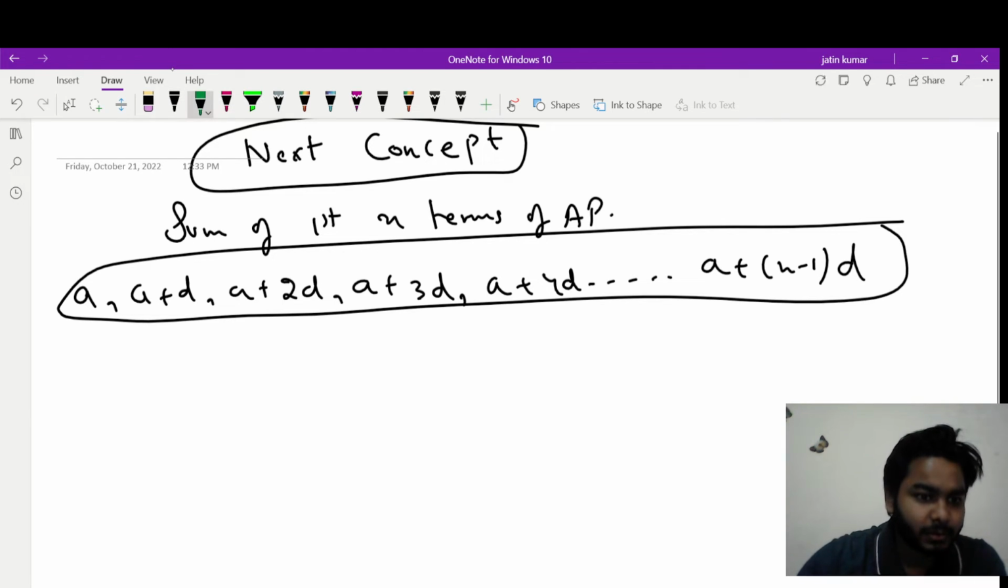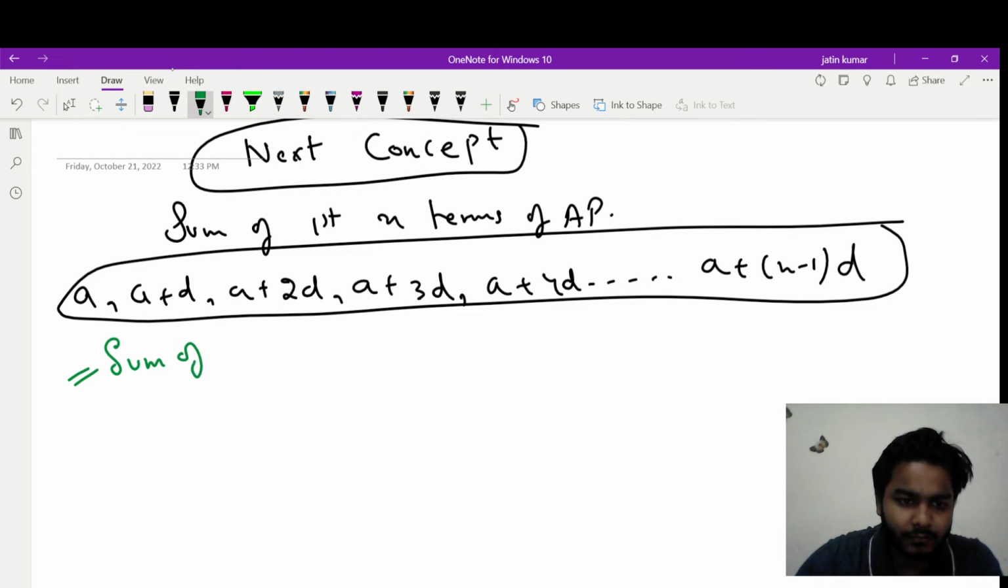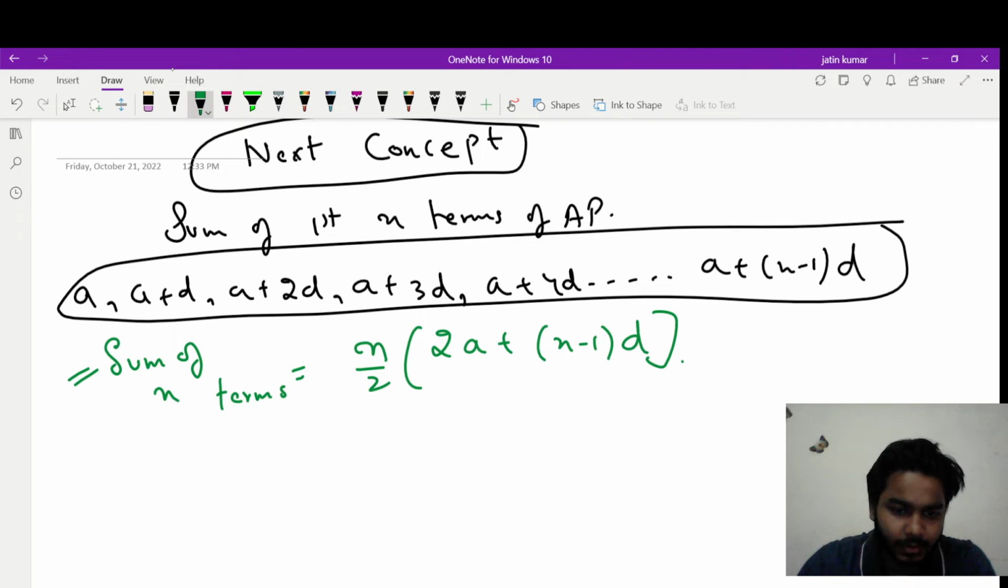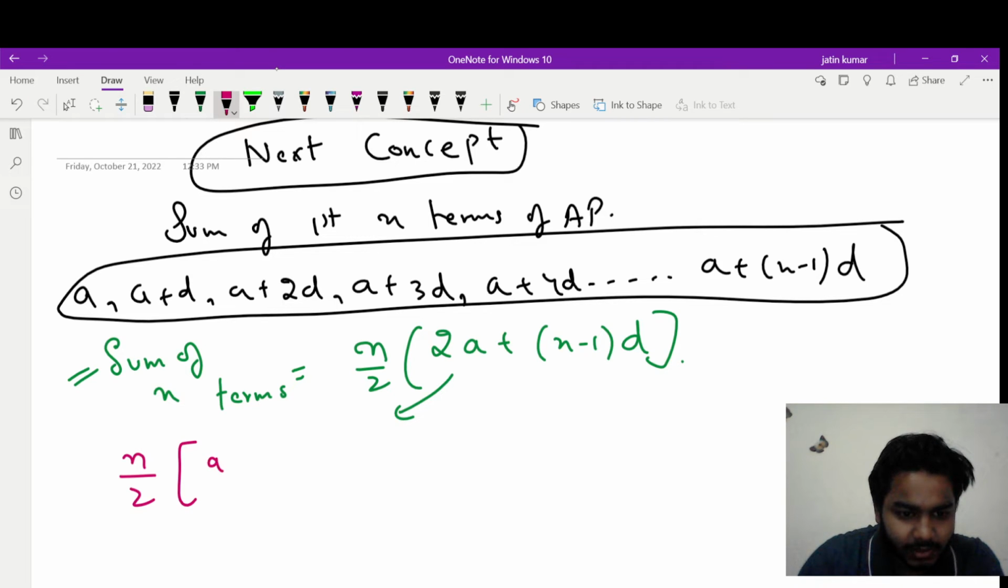This formula you have to remember as it is. The sum of n terms is equal to n by 2 into 2a plus n minus 1 into d. This is the formula that you need to remember. Now we have another formula for this also. If we rearrange some terms, write n by 2, break 2a into a plus a and write the rest as a plus n minus 1 into d simply.